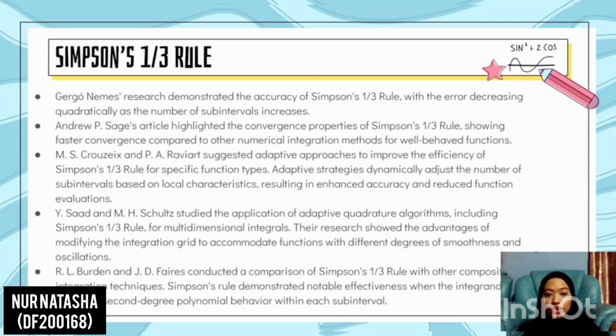Next is Simpson's 1/3 rule. Georgianema's research demonstrated the accuracy of Simpson's 1/3 rule, with the error decreasing quadratically as the number of subintervals increases. While Andrew P. Sage's articles highlighted the convergence properties of Simpson's 1/3 rule, showing faster convergence compared to other numerical integration methods for well-behaved functions.